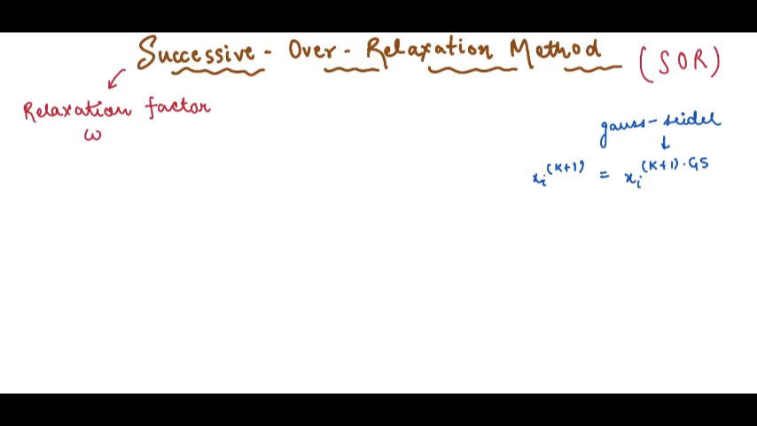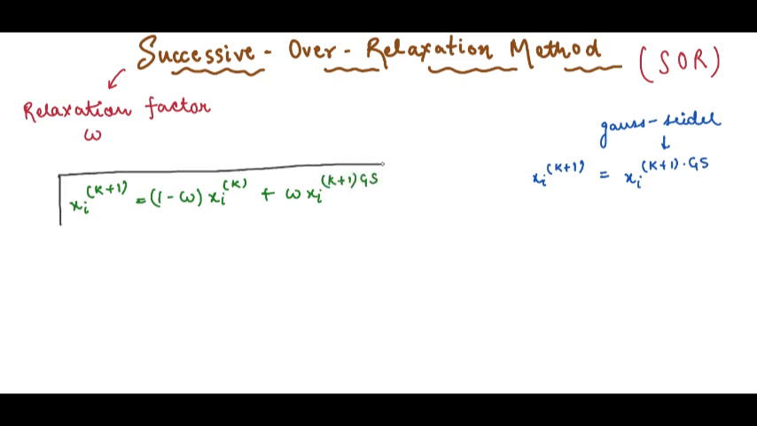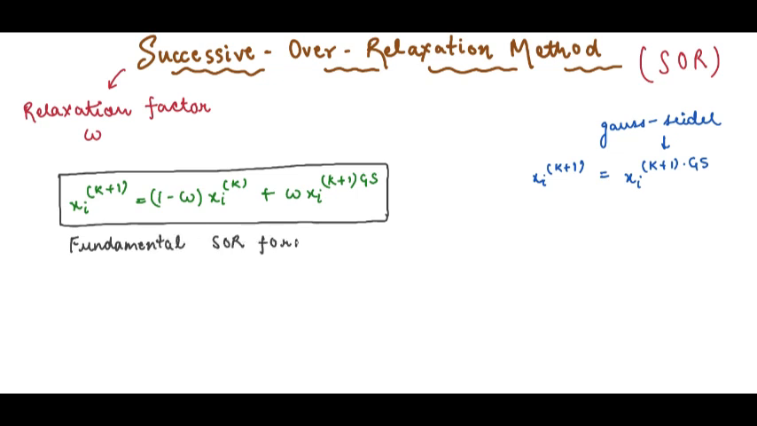So instead of accepting the Gauss-Seidel value completely, we combine the old value with the newly calculated Gauss-Seidel value. We write it as x_i^(k+1) equals (1 minus omega) times x_i^(k) plus omega times x_i^(k+1) GS, where omega is the relaxation factor, and this is the fundamental SOR formula. The value of omega determines how aggressively we update the solution. Here are three important cases.